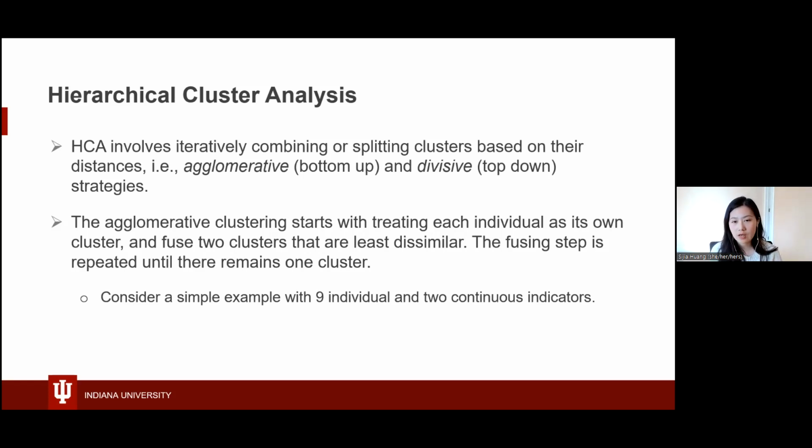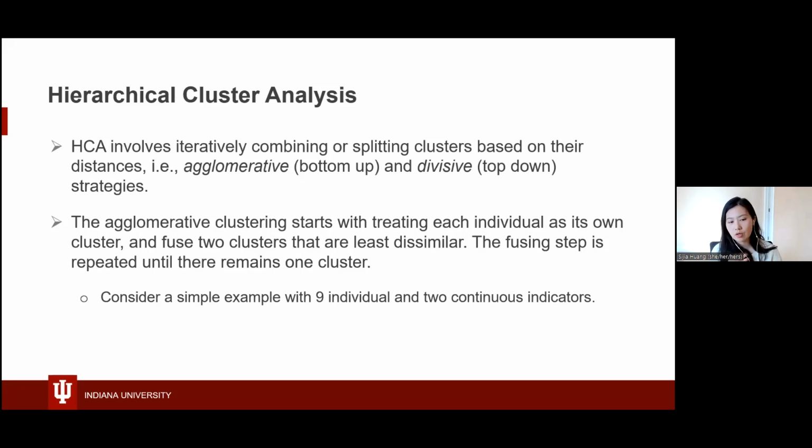One strategy of clustering the observations in the data is bottom-up, and the other strategy is top-down. The bottom-up clustering strategy starts with treating each individual as its own cluster, and then fuses the 2 clusters that are least dissimilar, which involves defining a similarity measure. The fusing step is repeated until only 1 cluster remains.